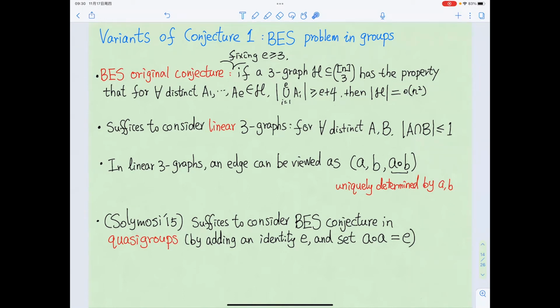Given a linear three-graph, we can add some identity E and set A circle A equals E. We can just set the inverse of every element to be itself. So we can have a quasigroup. Because the quasigroup version of the conjecture is equivalent to the original version, we cannot hope to easily prove the quasigroup version of this conjecture.